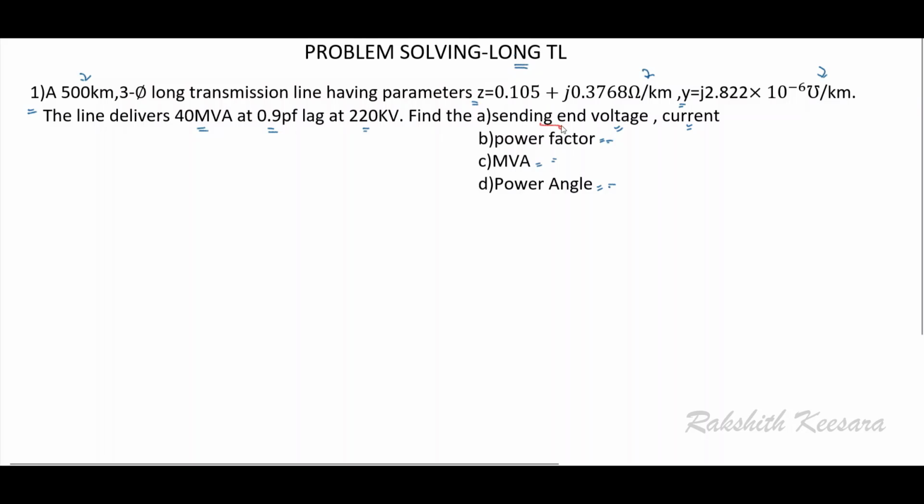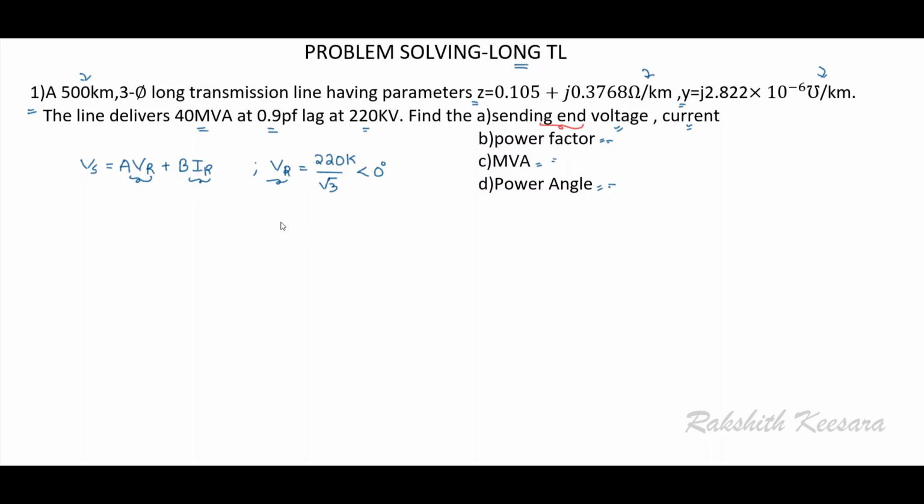First thing is sending end voltage. What is the equation of sending end voltage? Vs is equal to AVR plus BIR, right? So first we need to know VR and IR. What is VR? 220k by root 3. We should take the voltage per phase. And generally the reference will be taken as receiving end voltage. If receiving end voltage is the reference, the angle will be 0 degrees.